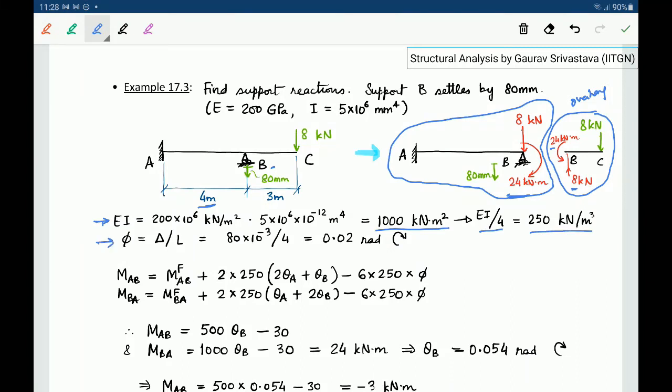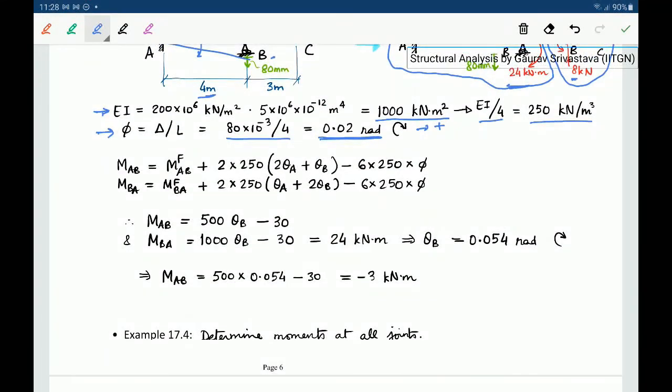And the chord rotation: since B is settling down, the chord rotation for AB is going to be clockwise. So we are taking it with a positive sign, and that is going to be 80 mm divided by 4 meters, which comes out to 0.02 radians, right? So this is clockwise, and hence this will be positive. So now we can write the slope deflection equations, right? And since in span AB there is no applied load, the fixed end moments are both 0. Now since the support A is fixed, theta A is 0.